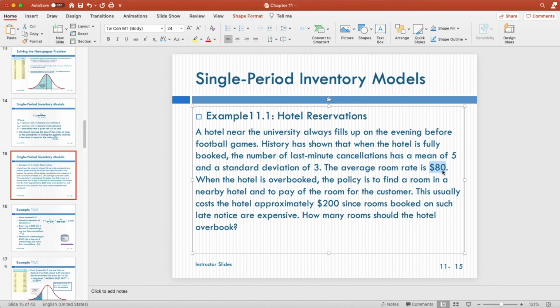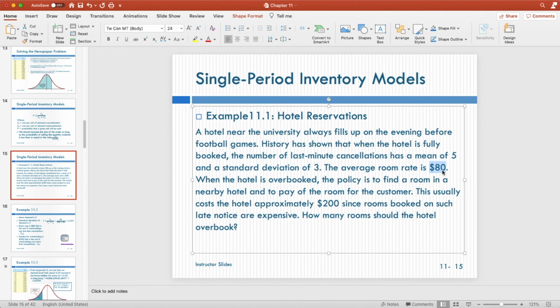Because if a visitor comes, he will pay $80 in order to reserve a room. But if, due to the last minute cancellation, this customer doesn't come, then without probably knowing the situation, this room will be empty at that time. So you will lose $80 for this empty room, for this profit opportunity. That will be the cost of understocking. The cost of understocking is $80.